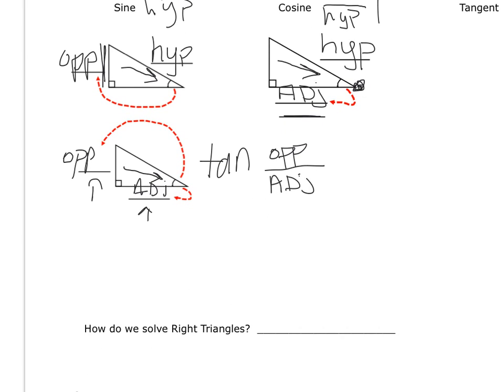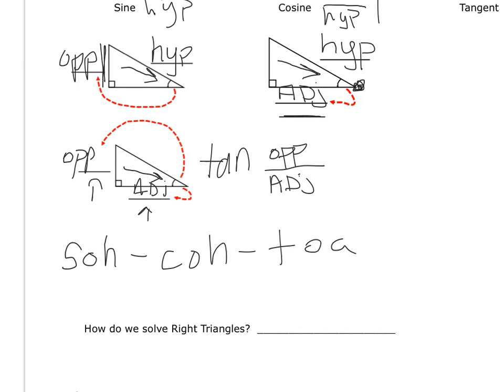I gave you guys something the other day. SOH-CAH-TOA. And if you remember, I said it was SOHCAHTOA. Kind of like an Indian name.